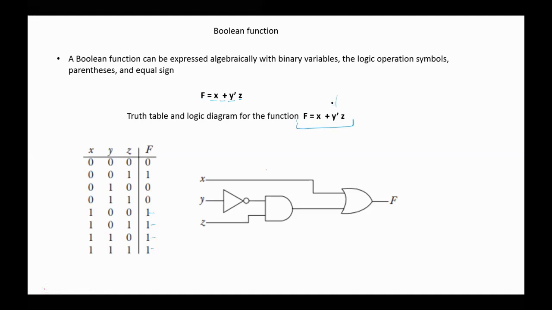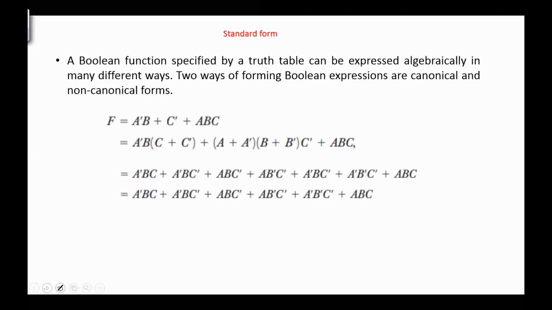And in this case, y is 0, z is 1. Y 0, z 1 here. And this is the circuit diagram for the function f. Here we first complement y, and here we have not y, z. And we OR it with x to obtain the function f. Really, the function here is in its minimal form, since we cannot reduce the function anymore.